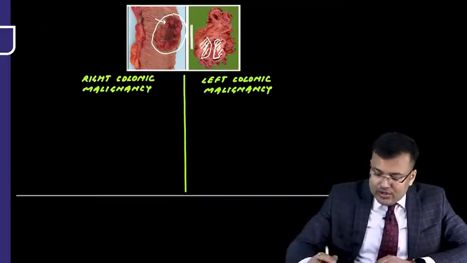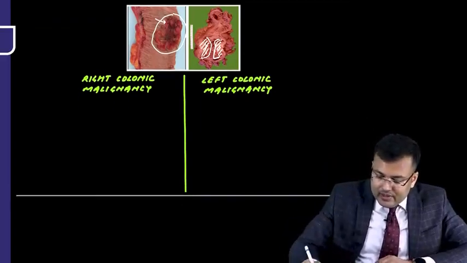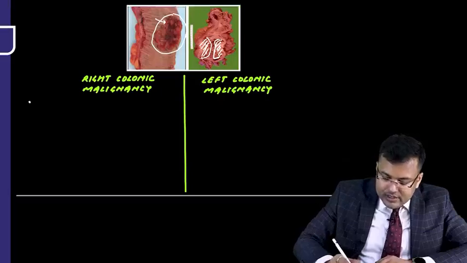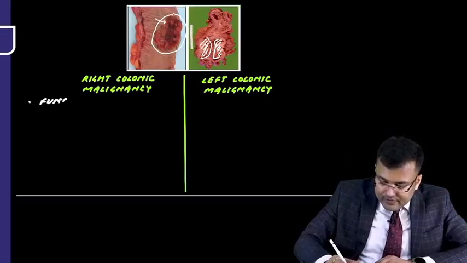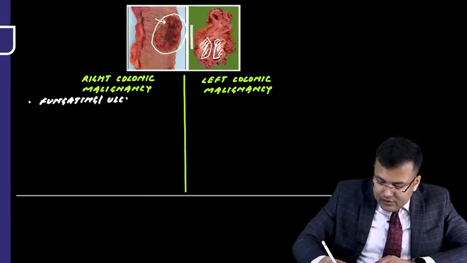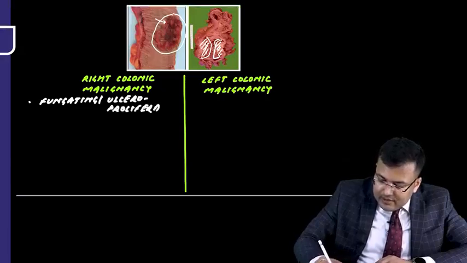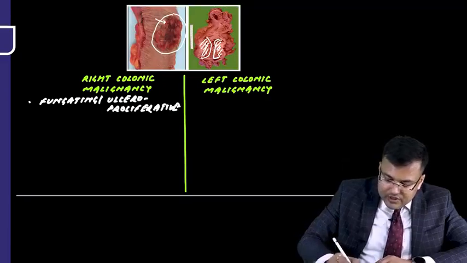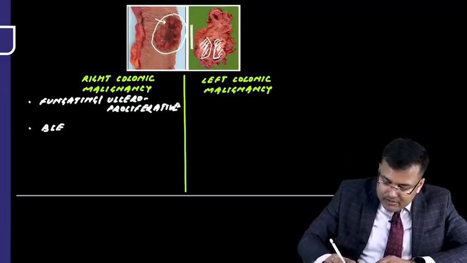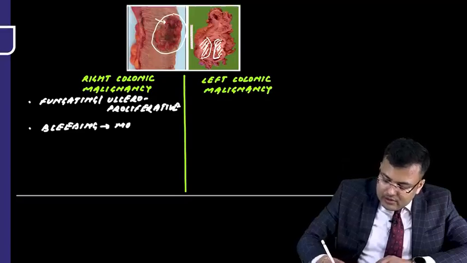So in right colonic malignancy, what kind of growth? It is ulceroproliferative or fungating. Clear? And we discussed what is more common. Bleeding is more common.